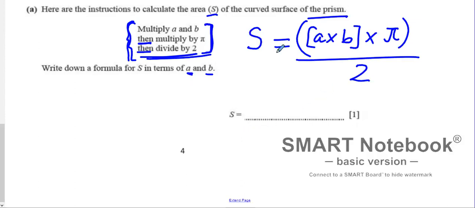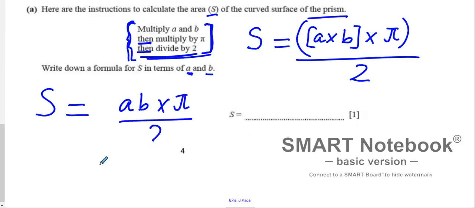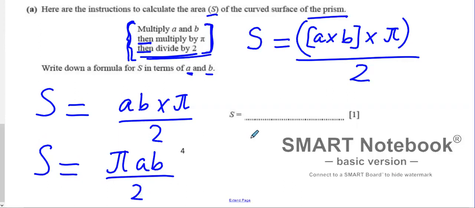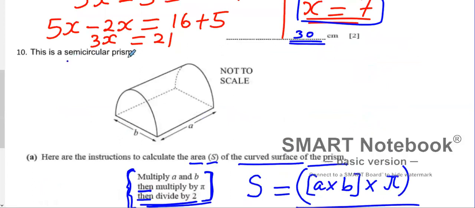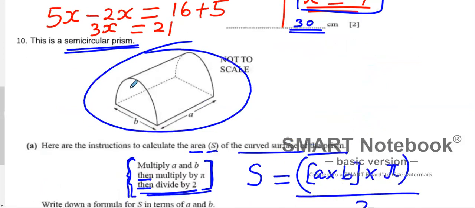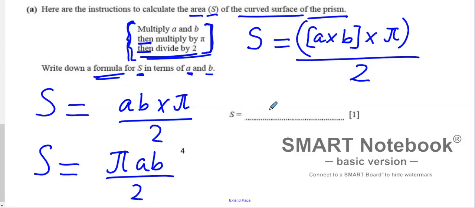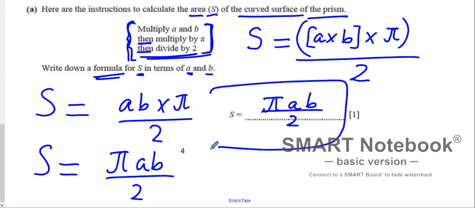Either way it will work. Then S will be equal to A times B, which is simply AB, times pi, divided by 2. One more last step: AB times pi is simply pi AB divided by 2. So the formula for S, which stands for area of the curved surface of this semicircular prism, will be S equals pi times A times B divided by 2. So there you stop. I hope that is clear.